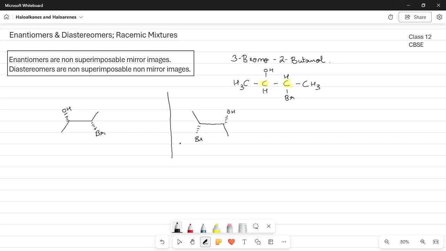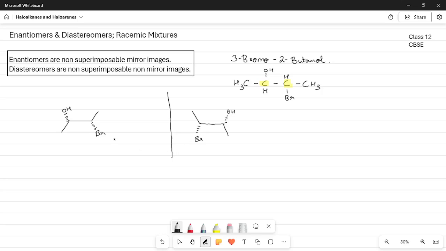So here, if you notice, both of these are mirror images, but when you put them one on top of the other, they are not superimposable. So enantiomers are non-superimposable mirror images. So this and this are enantiomers because they're non-superimposable, but they are mirror images. So when you put this on top of this, it's not superimposable, but it is a mirror image.